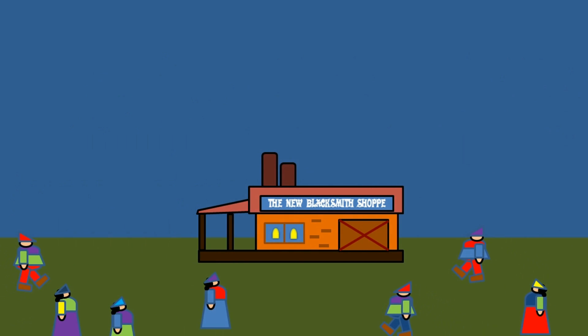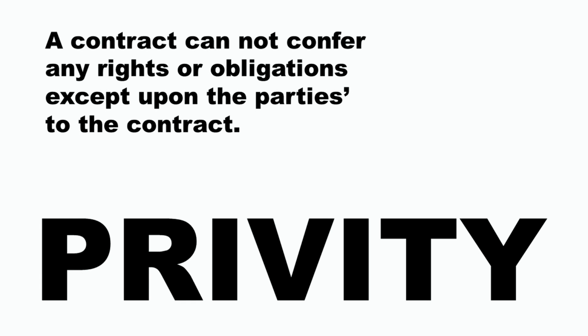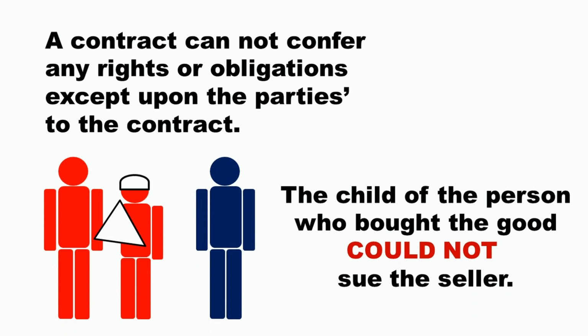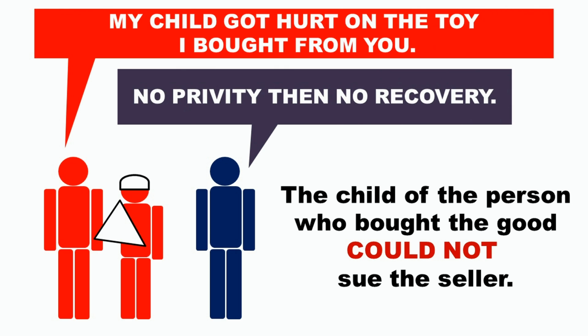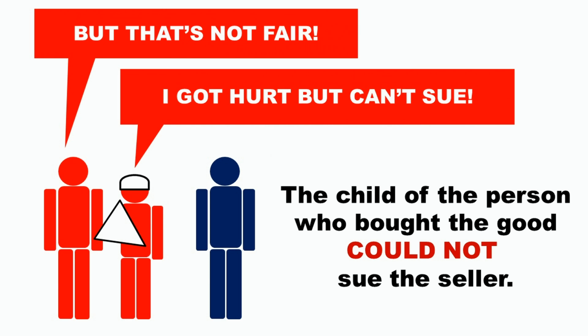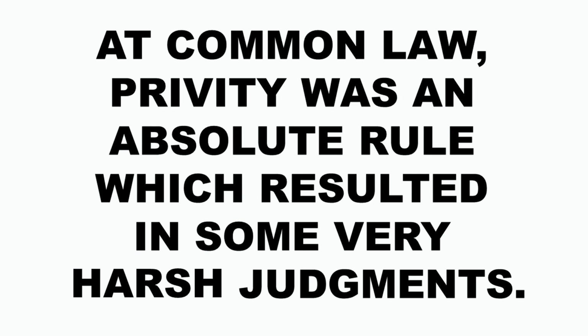The controlling legal concept is called privity, which means that a contract cannot confer rights or impose any obligations except upon the parties to the contract. As a result, the only person who could sue over an injury caused by a product was the person who actually purchased it. In other words, it was tough being an innocent bystander. At common law, this was a strong rule that often resulted in harsh judgments.